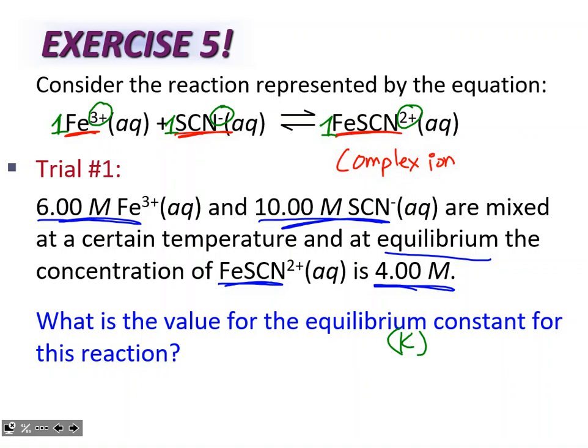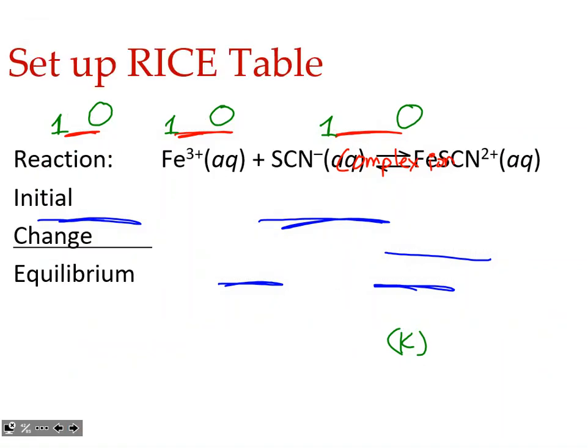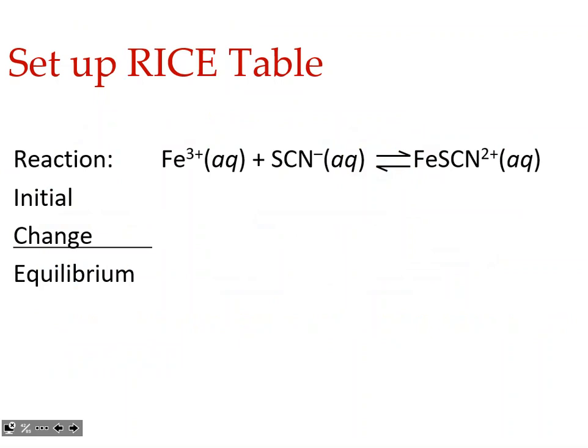So we're going to start by setting up our RICE table. So go ahead, start setting up the RICE table. Give you like a minute to do that. Initially, what do we have for our iron 3? What's the value they tell us in the problem that we need to put initially there?